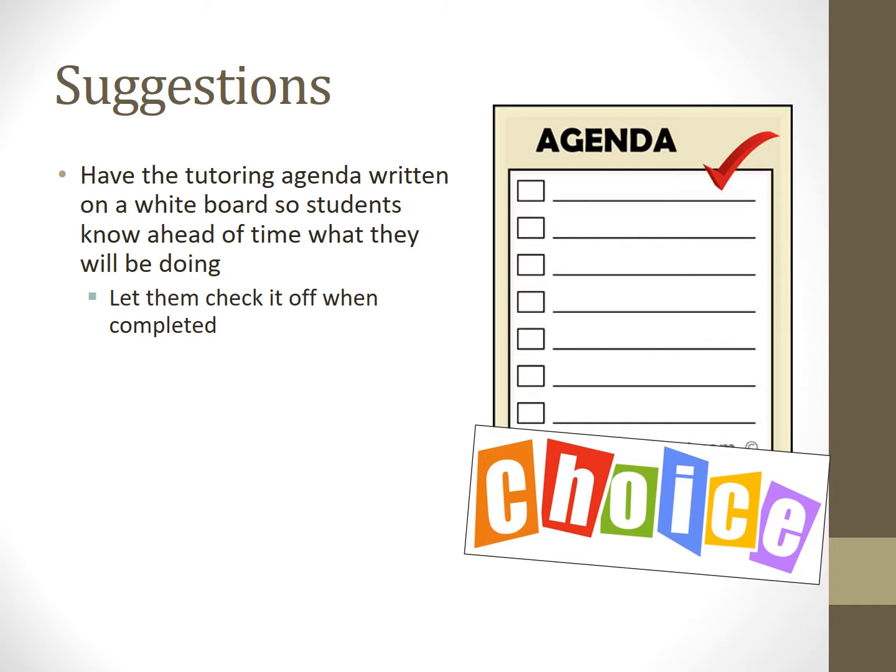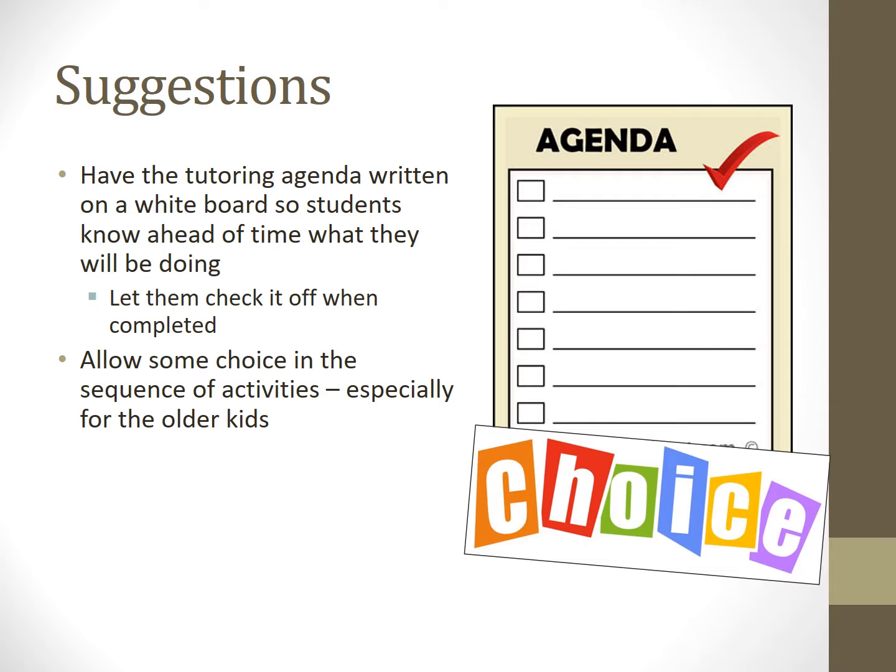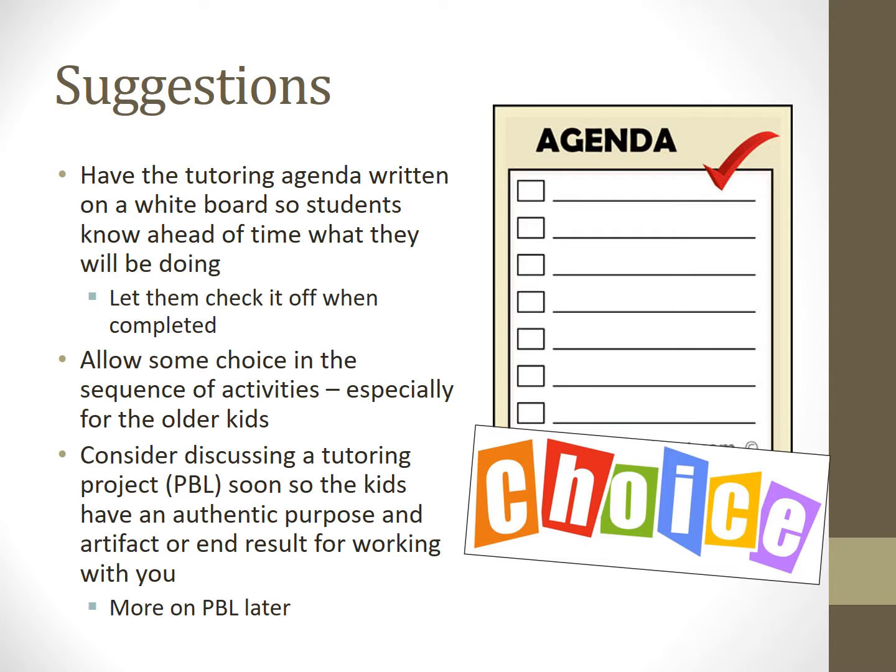Suggestions for tutoring: have the tutoring agenda written on a small whiteboard so students know ahead of time what they will be doing, and let them check it off as you go. Allow some choice in the sequence of activities, especially for older kids. Consider discussing a tutoring project, a project-based learning activity, which we will be discussing later. It is highly motivating for kids. It gives them an authentic purpose, and it also gives them something to work on, like an artifact or an end project.